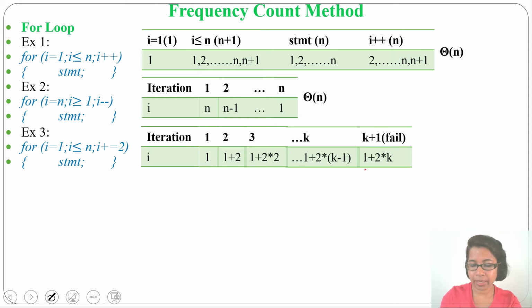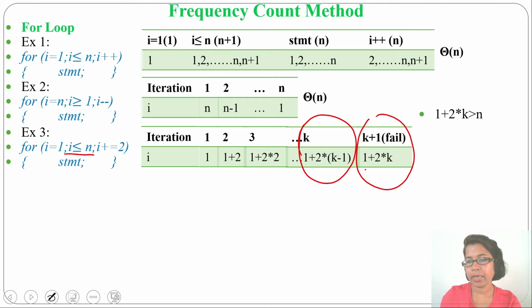So when will it fail? When the value 1 plus 2 multiplication k is greater than n, it will fail. Till it is less than equals to n, it will work. So when 1 plus 2 multiplication k is greater than n, it will fail. Just solve this: this 1 we take to the right side, 2k greater than n minus 1. So k will be n minus 1 divided by 2. Approximately we can say k equals to n. So running time will be theta of n.